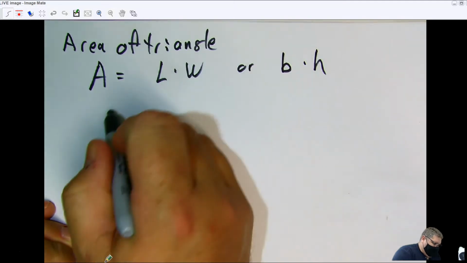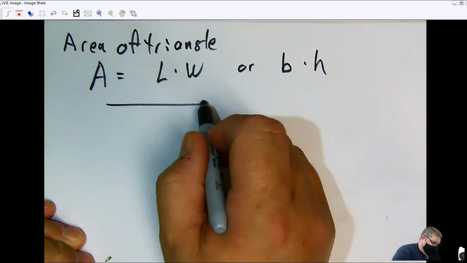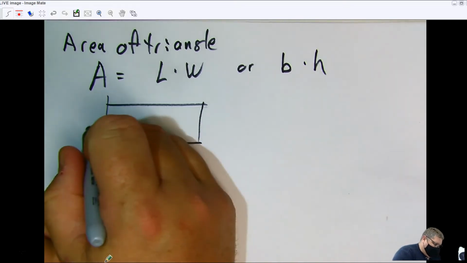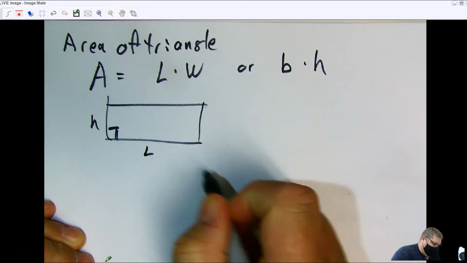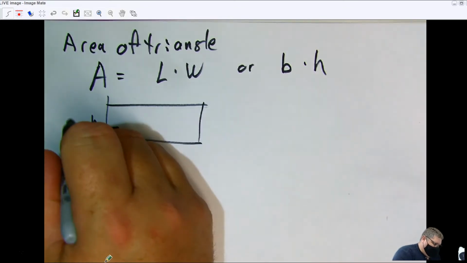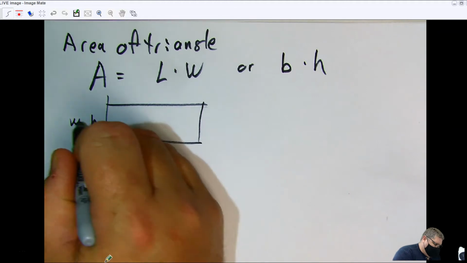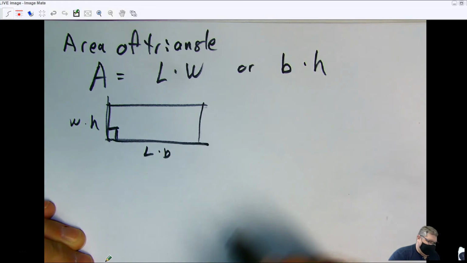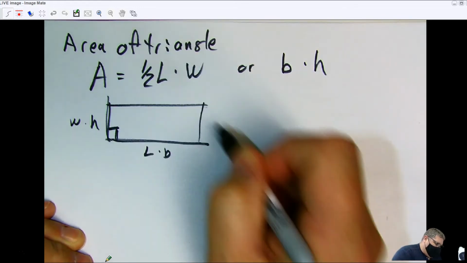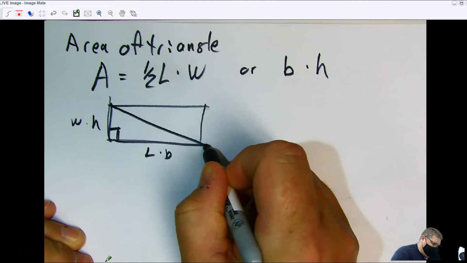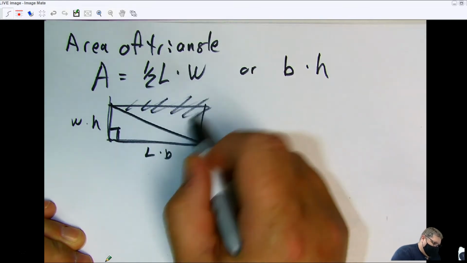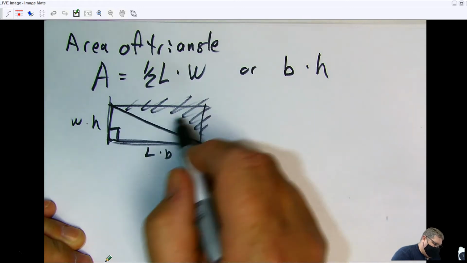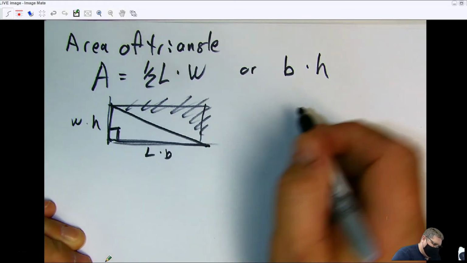But because we don't have a full-on rectangle, with a right angle down here where I have H and I have L, or I have W and I have B, take your pick. In this case, whatever this is and this is, that would be a rectangle. For a triangle, I need to make it 1/2 of that, because if I put a diagonal in, now the triangle is going to be exactly half of whatever the base times the height, length times width is.